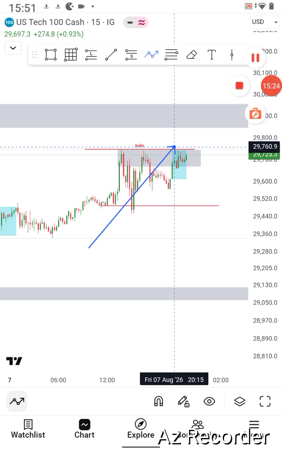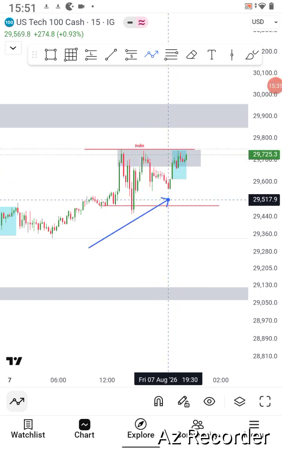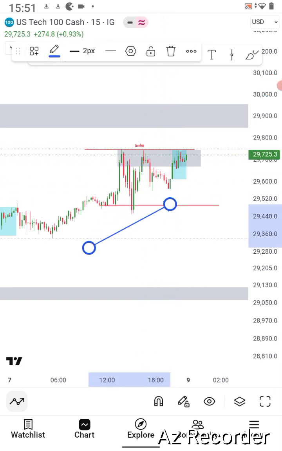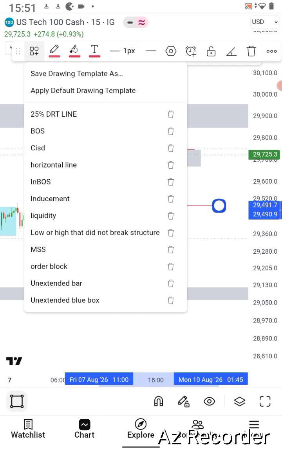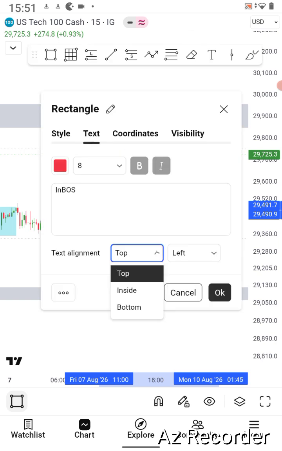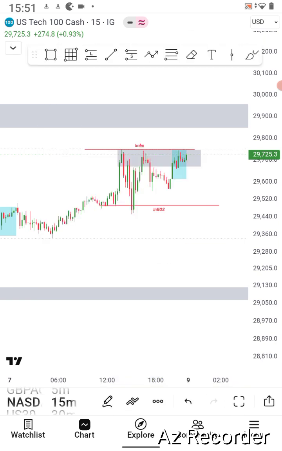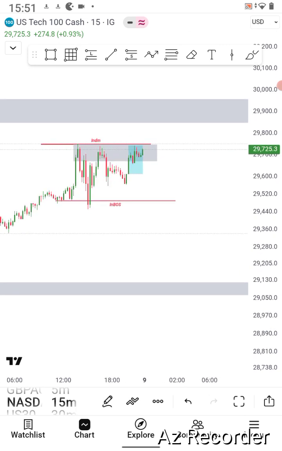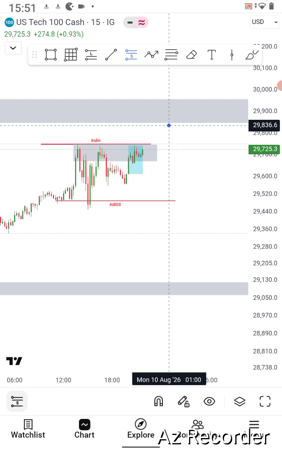Okay, so you can see that is inducement. This inducement, and then we have the inducement break of structure. Let me annotate this. This is the inducement break of structure. So you can see everything is complete. I'll come here, put my entry.